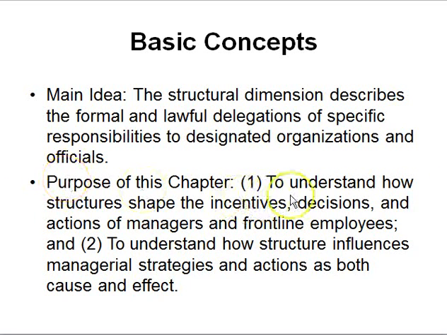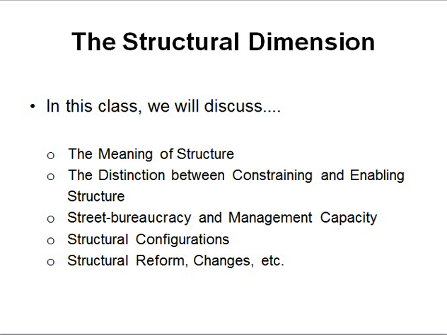Today's chapter is about understanding how structure shapes incentives, because structure can affect public managers' incentives, decision making, and actions, as well as those of frontline employees, and how structure influences managerial strategies and actions in practice. Next, on the structural dimension, we will discuss the meaning first and then the distinction between constraining and enabling structure. I already mentioned it. We will also cover strict bureaucracy in the public sector, management capacity and structural configuration according to several scholars in the PA field, and structural reforms and changes, and so on.